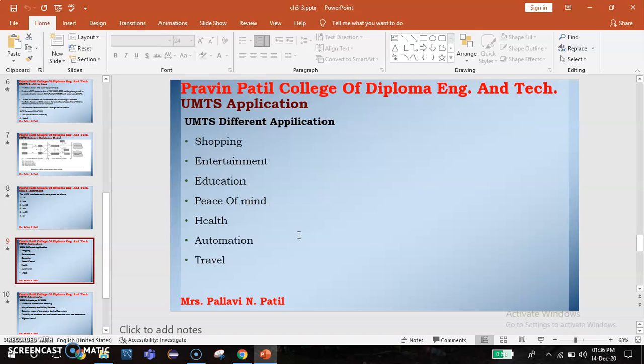Education, like online libraries, search engines, remote attendance, and field research. Peace of mind is remote survival, location tracking, emergency use. Health, we can use for diagnosis and health monitoring. Automation, like home automation, traffic, telematics, machine communication. Travel is location sensitive information and guidance, e-tour, location awareness, timetable, e-ticketing. These are the different applications of the UMTS.